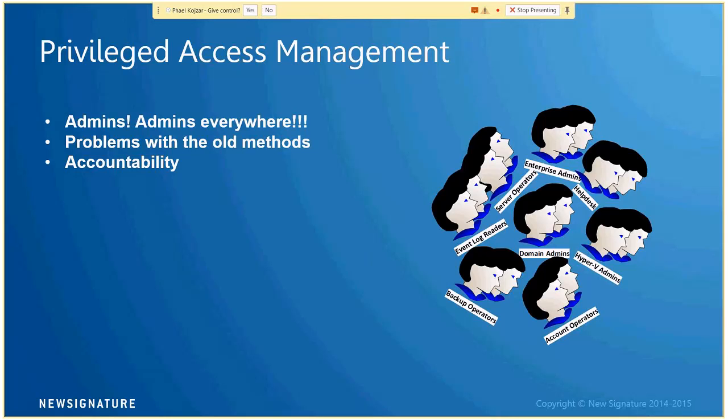But there are two problems here. First, it's harder to track and monitor changes in the environment if administrators have elevated access levels 24/7. These elevated levels provide a means of making changes, sometimes significant ones, and many times these changes are not approved or may not be authorized.